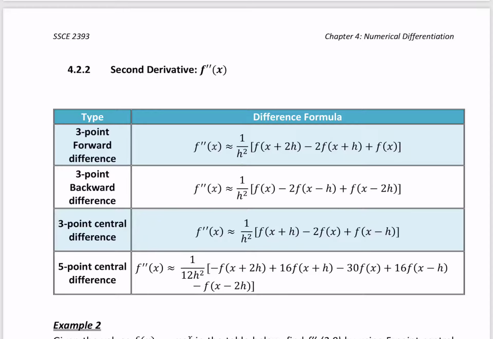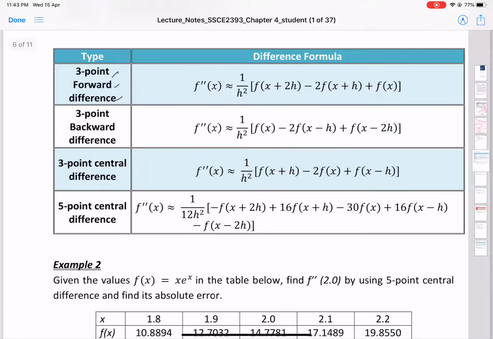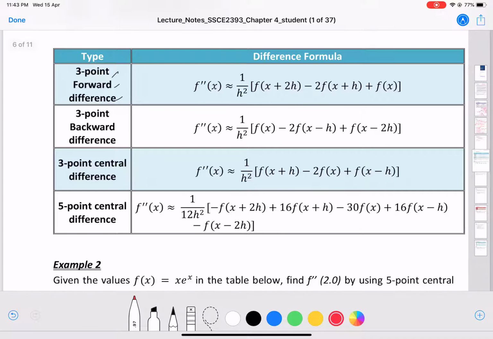And here we have 4 formulas that you can use in your exam or in your test too. And the procedure is the same. Here we call it the 3-point forward difference formula, because here we use 1 point, 2 points, and 3 points, and the rest is the same.